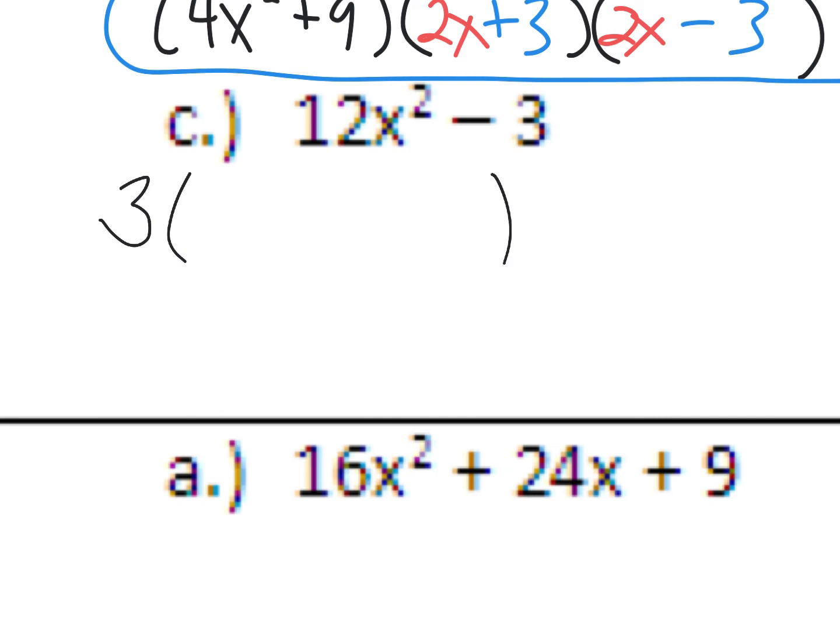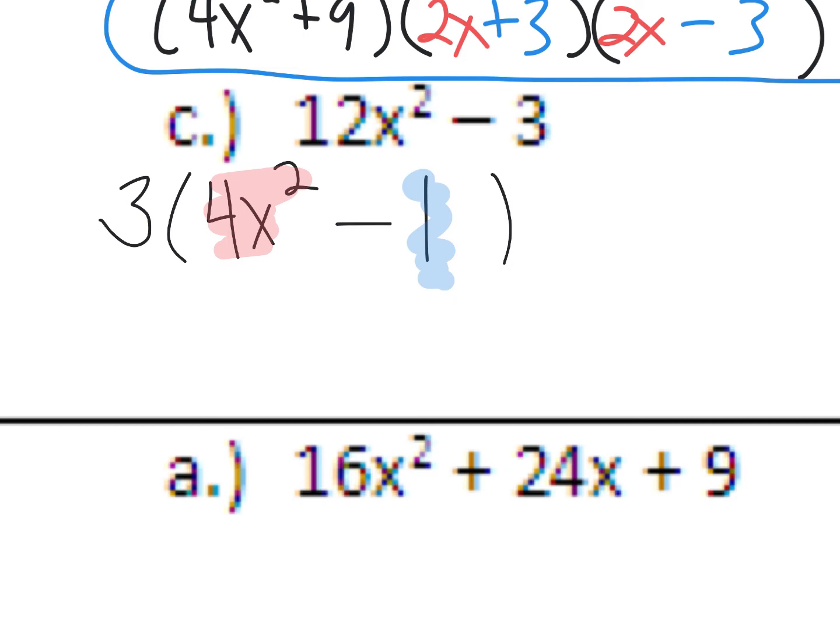All right, so we got 3 times 4x squared, which gets us back to 12x squared. And then 3 times negative 1 gets us our 3. Ah, there it is. So we have a perfect square here, perfect square here. So I can just do my difference of 2 perfect squares.